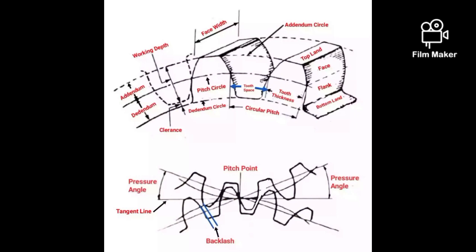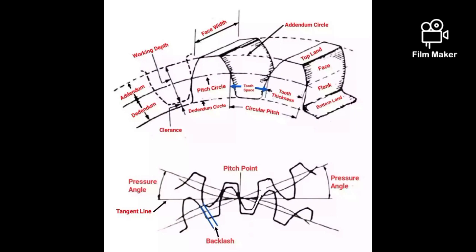Next we shall see about the tooth thickness. It is the width of the tooth measured along the pitch circle. Next we shall see about the tooth space. It is the width of the space between two adjacent teeth measured along the pitch circle. Next we shall see about the face of tooth. It is the surface of the gear tooth above the pitch surface.